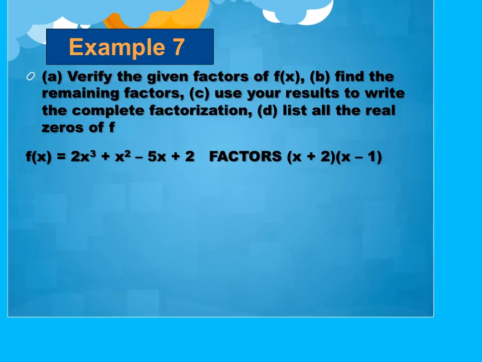The first thing says f of x equals 2x to the third plus x squared minus 5x plus 2, and it actually gives me 2 factors. It gives me x plus 2 and x minus 1. The easiest thing to do is grab one of those and reduce this a degree. So if x plus 2 is a factor, then what is my 0?